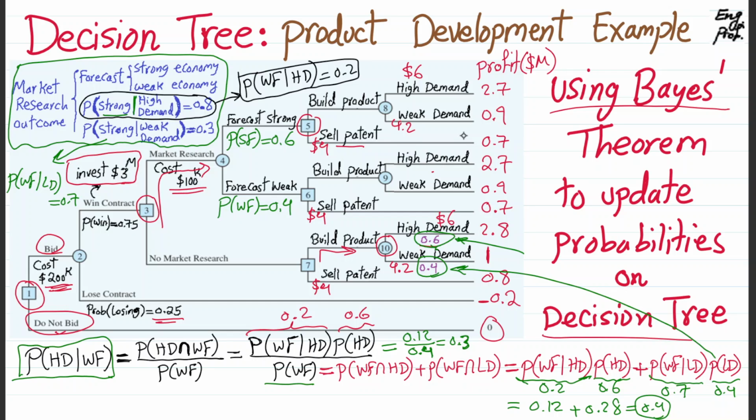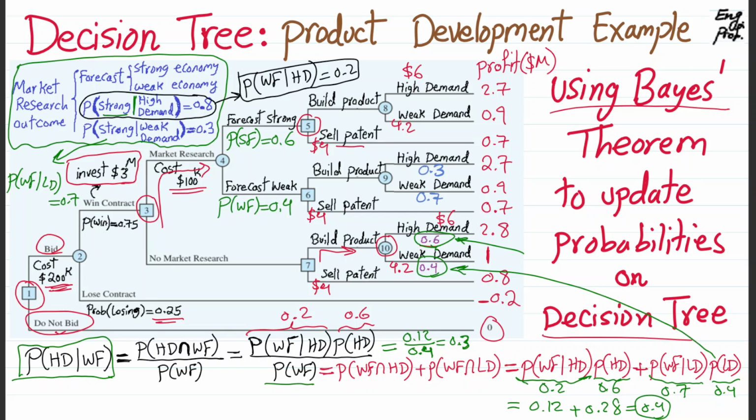Maybe with a different color so that it is clear I'm talking about the probabilities. Maybe I use blue color here, so it will be 0.3. Okay, now the other one is probability of weak demand given forecast weak. Of course it would be the complement of that, which is 0.7.